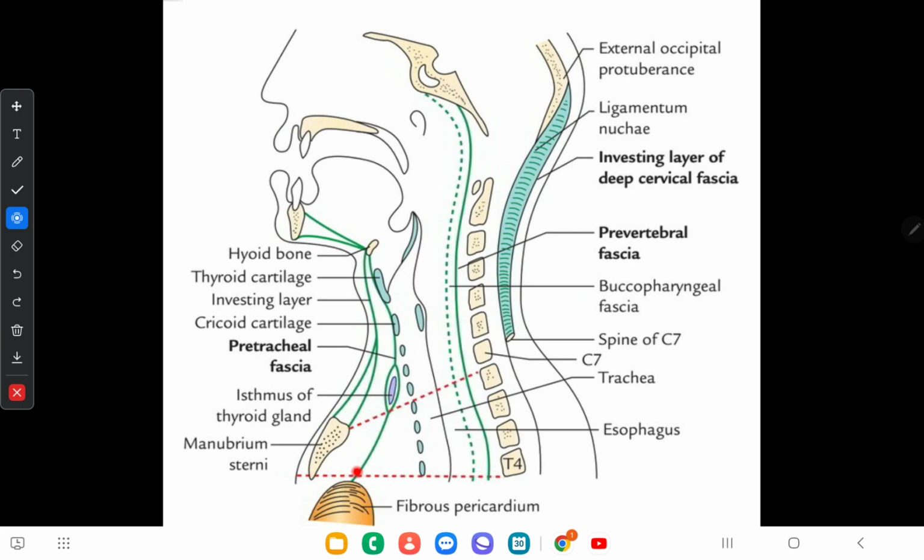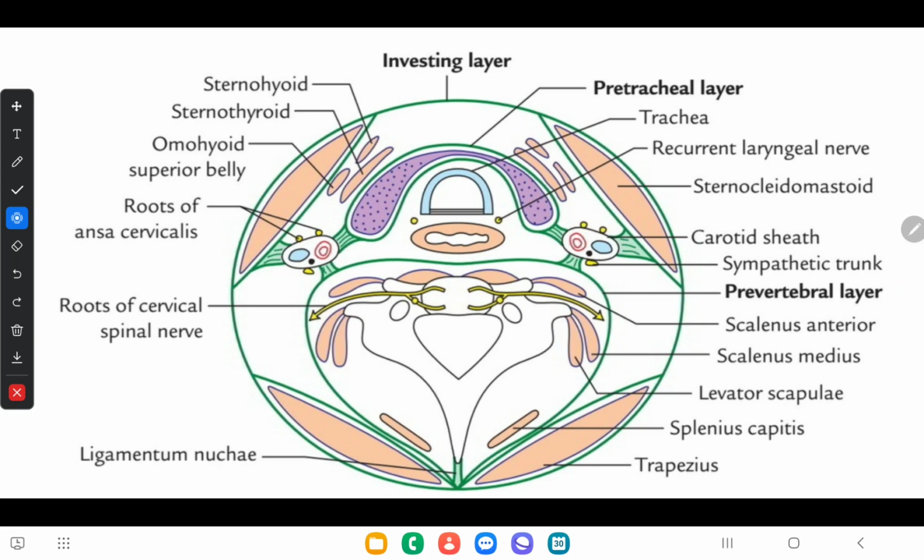You can see very nicely, this is the fibrous pericardium and how it blends with the apex of the fibrous pericardium. Laterally, this layer covers the strap muscles and then forms the anterior wall of the carotid sheath. This is the carotid sheath on either side.